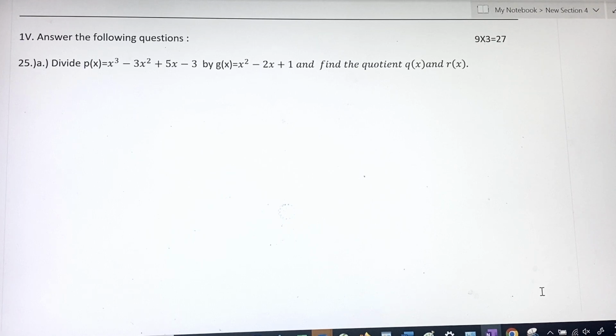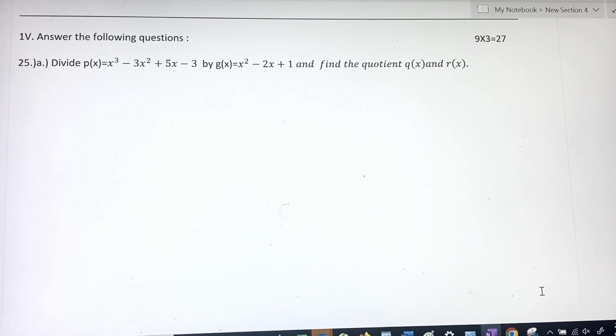Okay. So now we are in the fourth section, answer the following questions. That is the 25th question. In the 25th we have two options. That is, either we can select A or B. So now I'll start with the 25th A question.